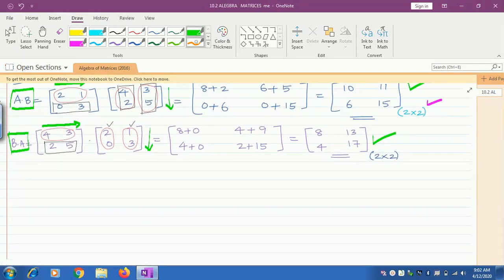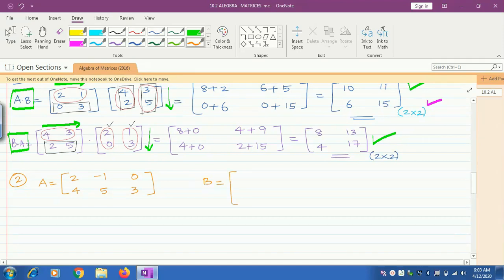We will have here number 2. If A is equal to minus 1 0, here 4 5 3, and then B matrix is given by 1 2 3 4 minus 1 0. So I have to calculate A dot B and B dot A. Find A dot B and B dot A.